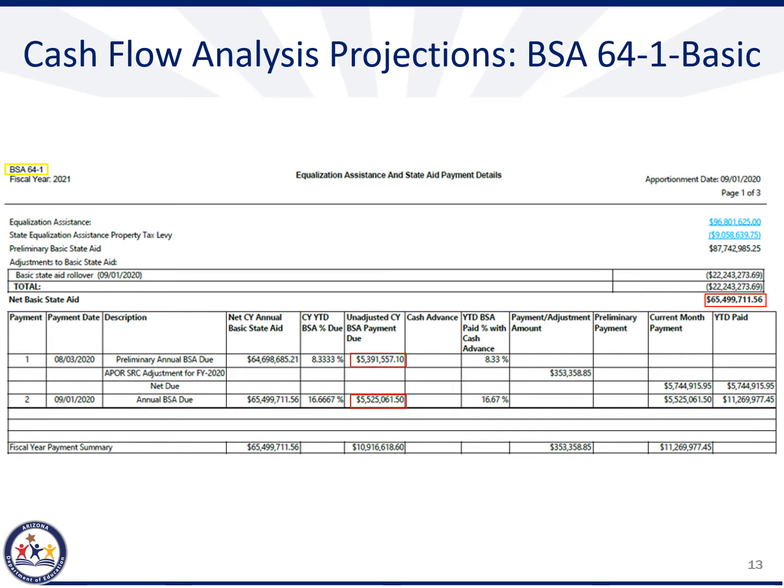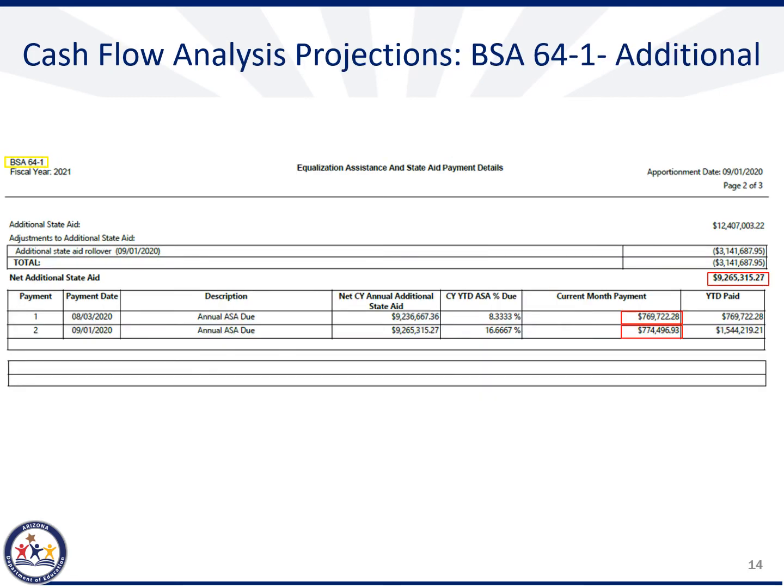Looking back at the BSA 64-1, you can see the net basic state aid matches the annual total on the cash flow analysis and the projections total to that same sum. Same thing for the net additional state aid, matches the total on the cash flow analysis and the projections sum to the same value.